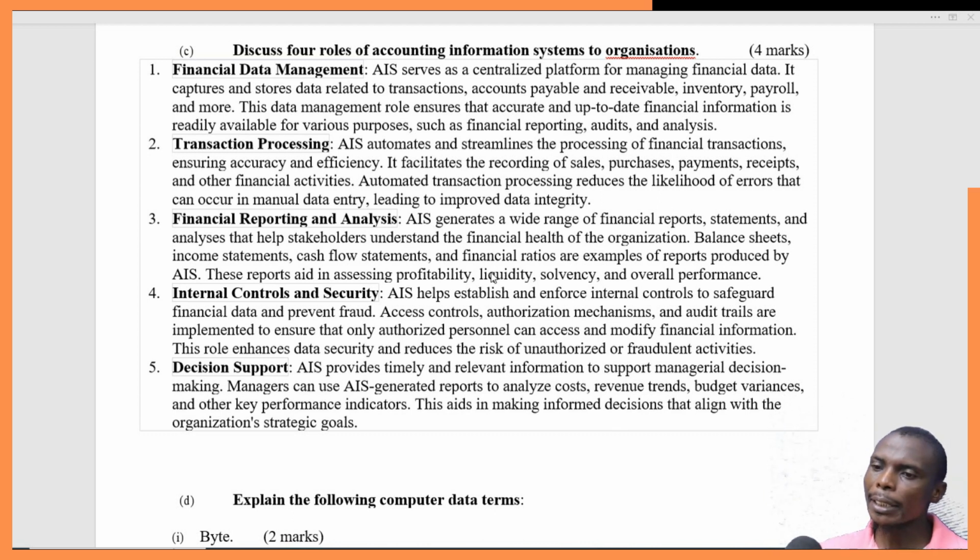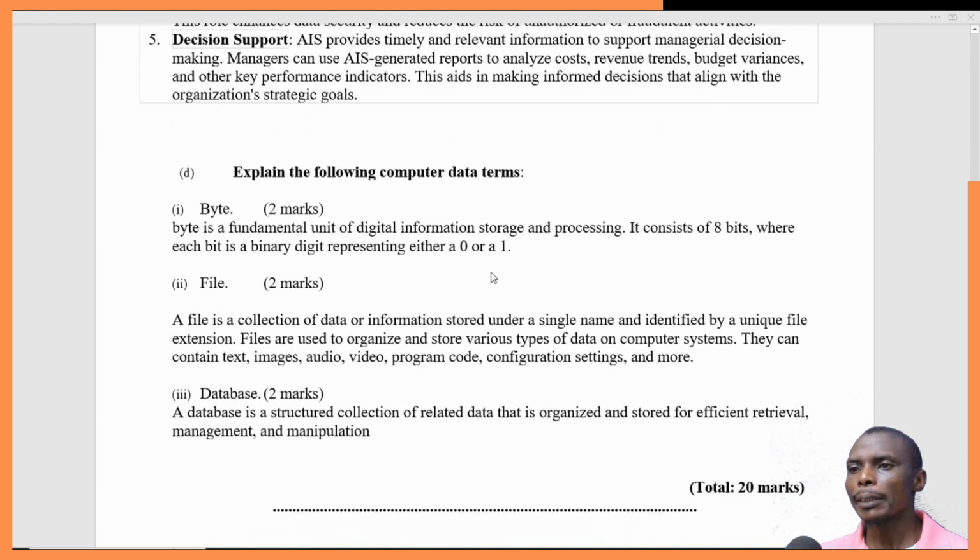Then the D part says, explain the following computer data terms. The first term is byte, then file and database. So a byte is a fundamental unit of data information, storage and processing. It is simply the smallest unit of measuring data, or we can say it is the fundamental unit of digital information storage. A byte is basically 8 bits, where each bit is a binary digit representing either 0 or 1. So 8 of these bits, 0s and 1s, represent a byte. Then the next one is a file.